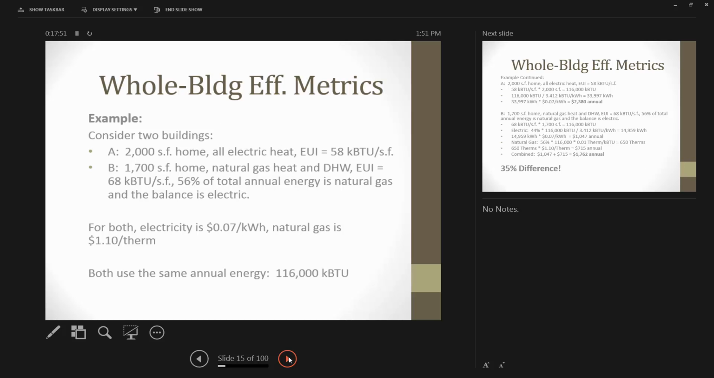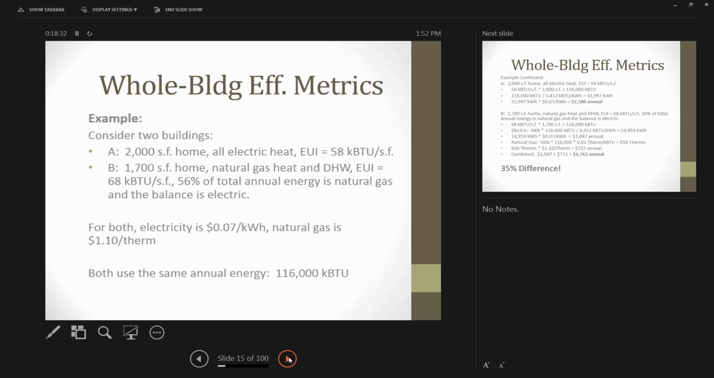And just further on that, there's an example. I've got two different houses. One is a 2,000 square foot house. It's all electric heat, and based on its annual electric usage, it's at 58 kilo BTUs per square foot. The second house is a combination, which is probably 85% of the residential houses here in western Montana. 56% of the total energy is natural gas, so 44% is electricity. It's got a little bit higher energy use intensity.